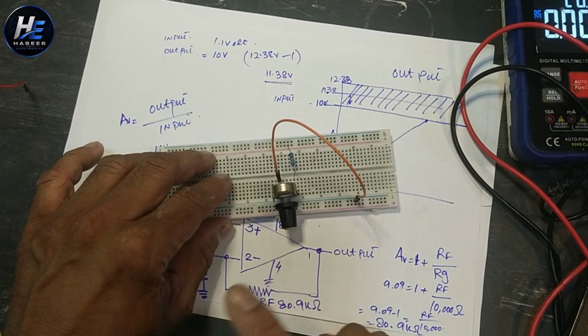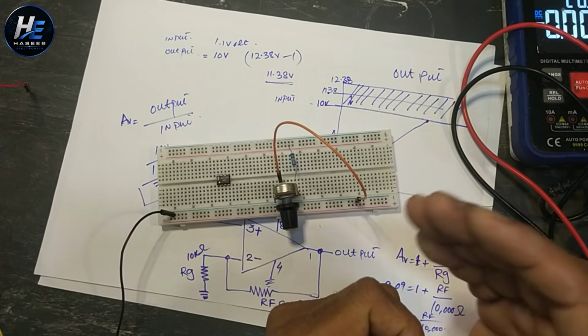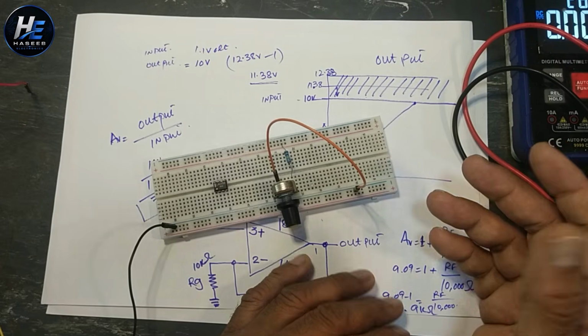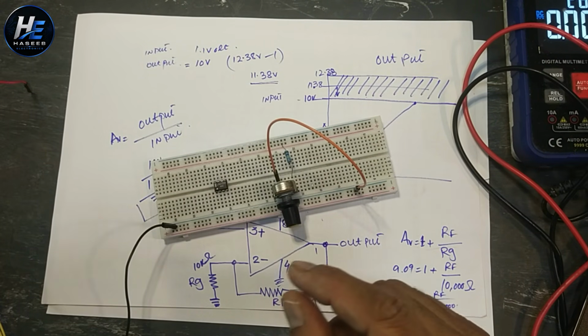The same method will be used for any operational amplifier. There are many other parameters like slew rate, common mode rejection ratio, power supply rejection ratio, output resistance, frequency, because it is a complete theory.